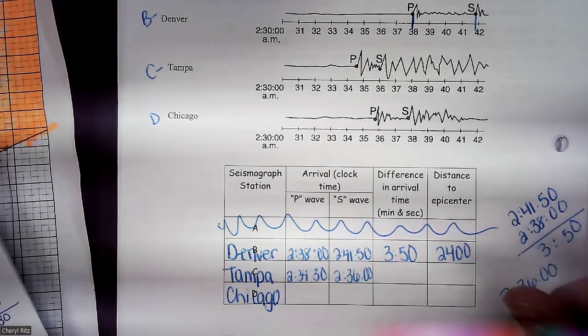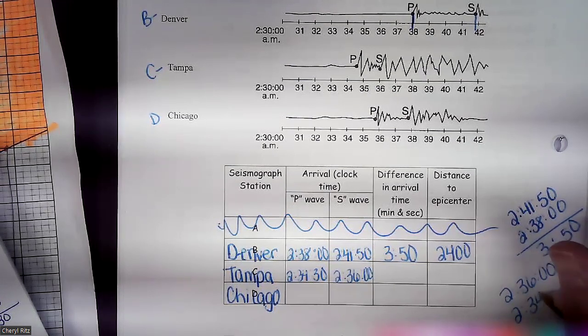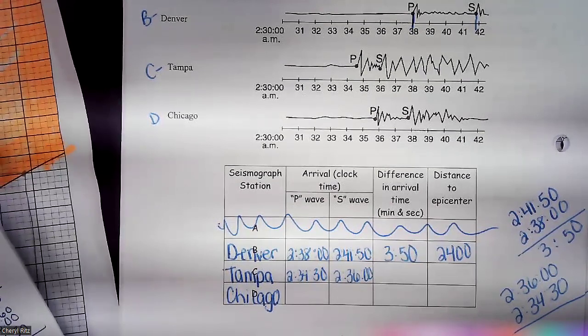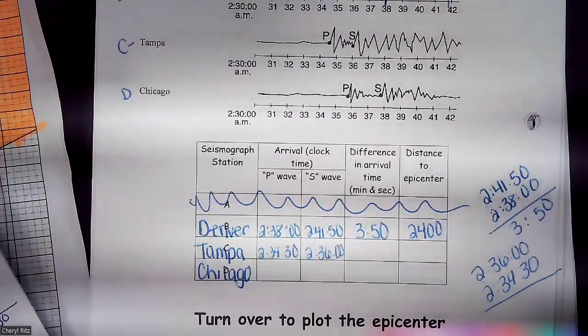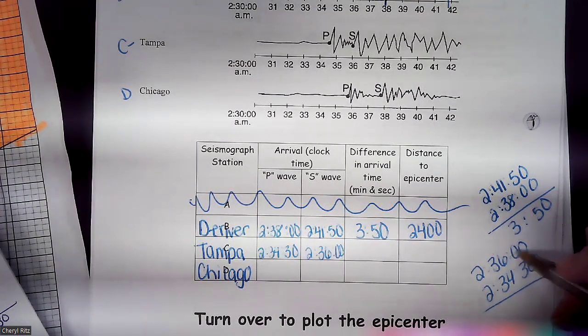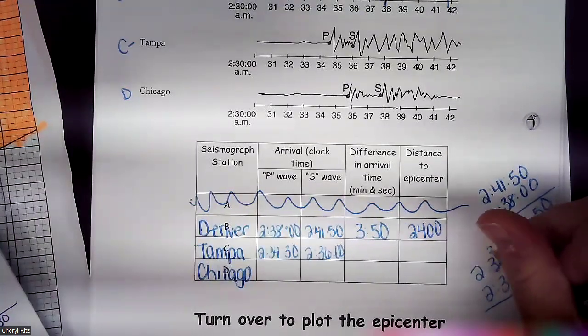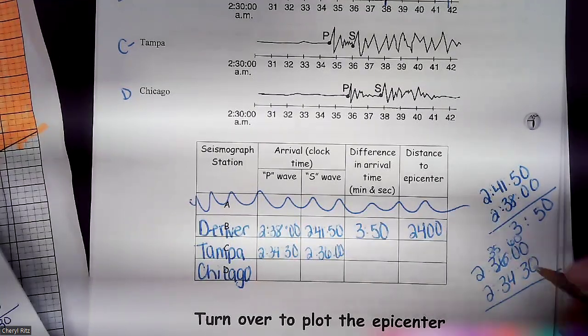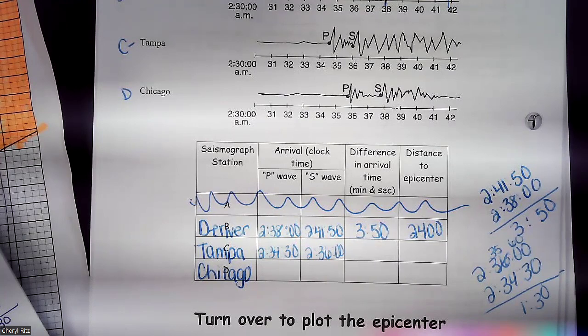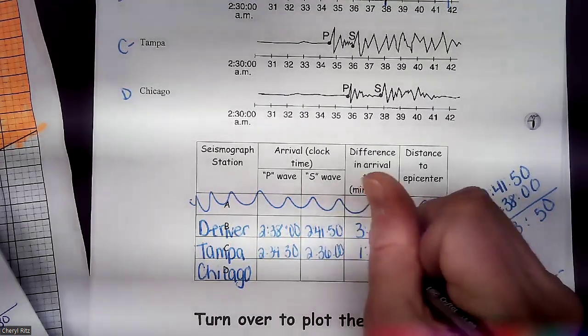2:36:00 minus 2:34:30. I had a bunch of people tell me that the difference here was 2 minutes and 30 seconds. That wasn't right, because you have to borrow. When you do 0 minus 30, you had to borrow, make that 35. This became 60 because you borrowed 60 seconds. 60 minus 30 is 30, and now it's 35 minus 34. So that was a minute 30.